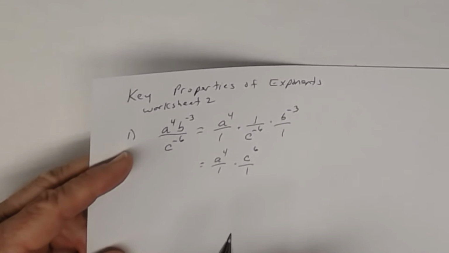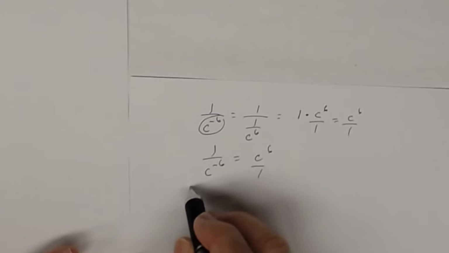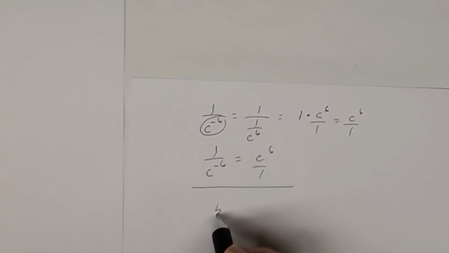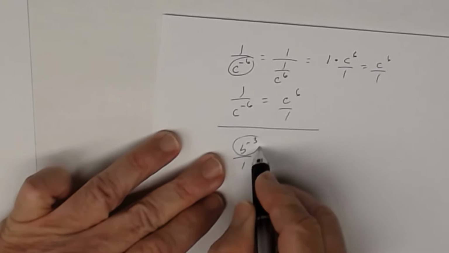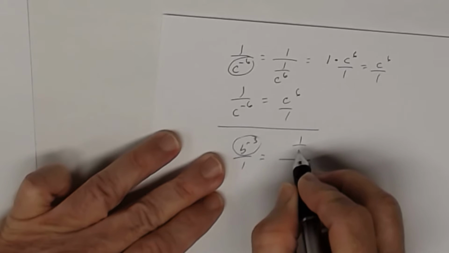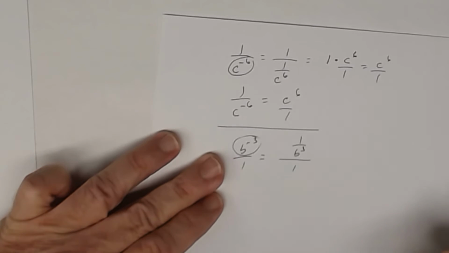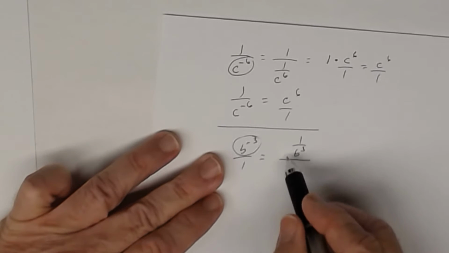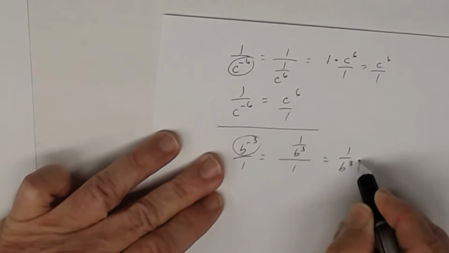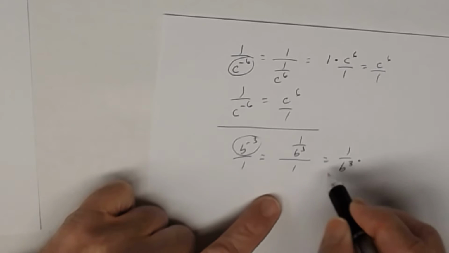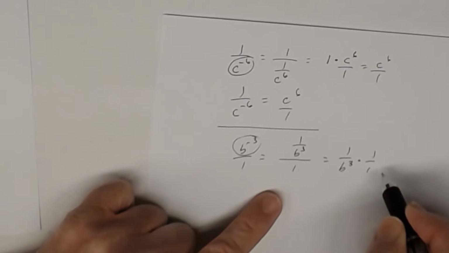For example, we have b to the negative 3rd divided by 1. By definition, the numerator is 1 divided by b to the 3rd, all divided by 1. I'm going to take the fraction in the numerator, 1 divided by b to the 3rd, and multiply it by the reciprocal of the denominator. The reciprocal of 1 is 1 divided by 1.